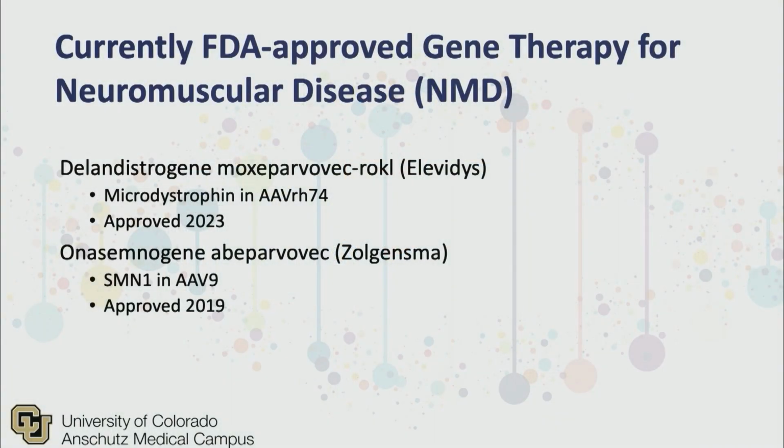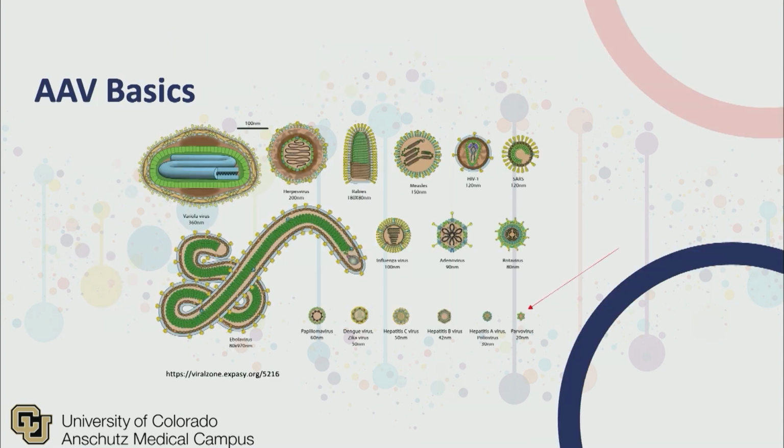So really my main objective, considering the time constraints, is going to be to provide a framework for you guys to understand what the immune response is to the gene therapies that are being administered in the clinic now. So I'm really going to be focusing on the DMD and SMA therapies that are approved by the FDA.